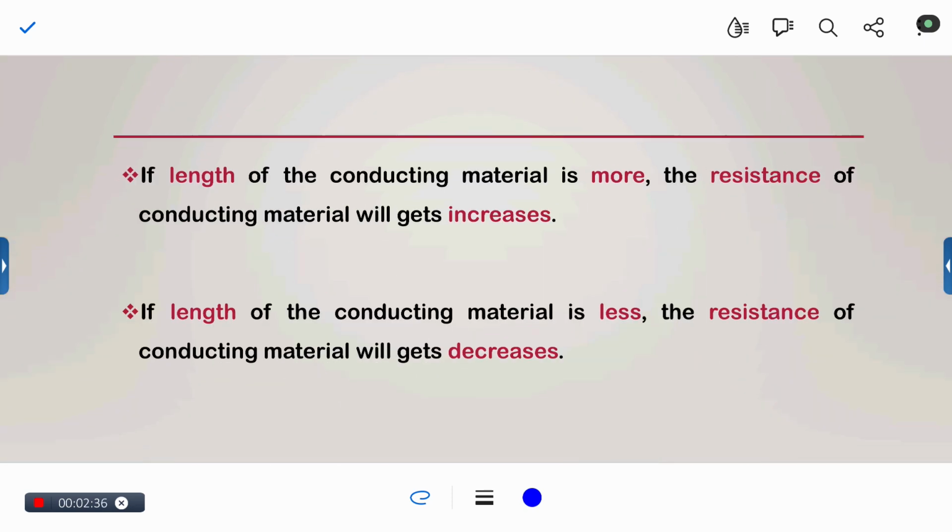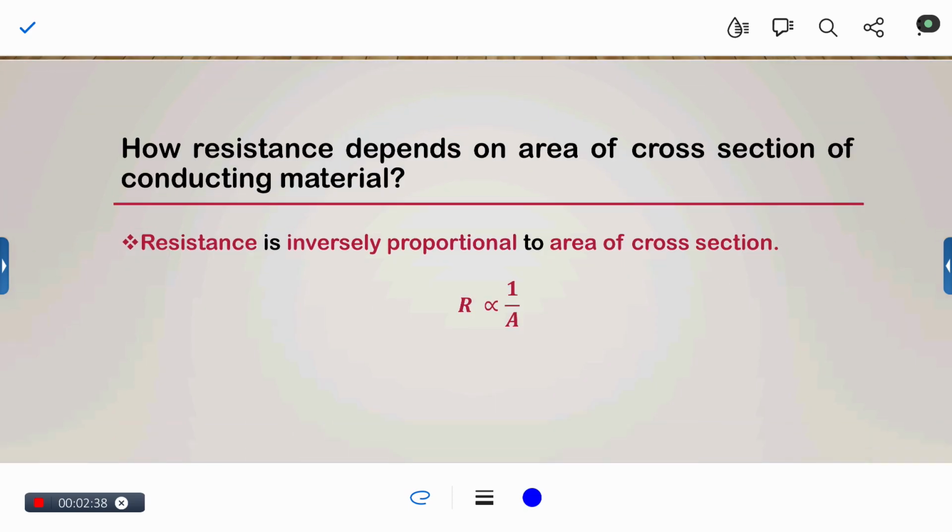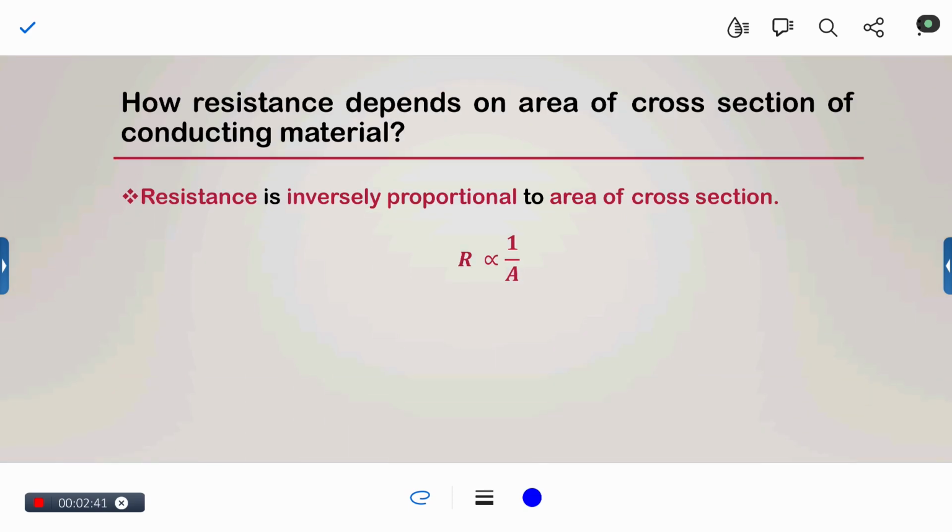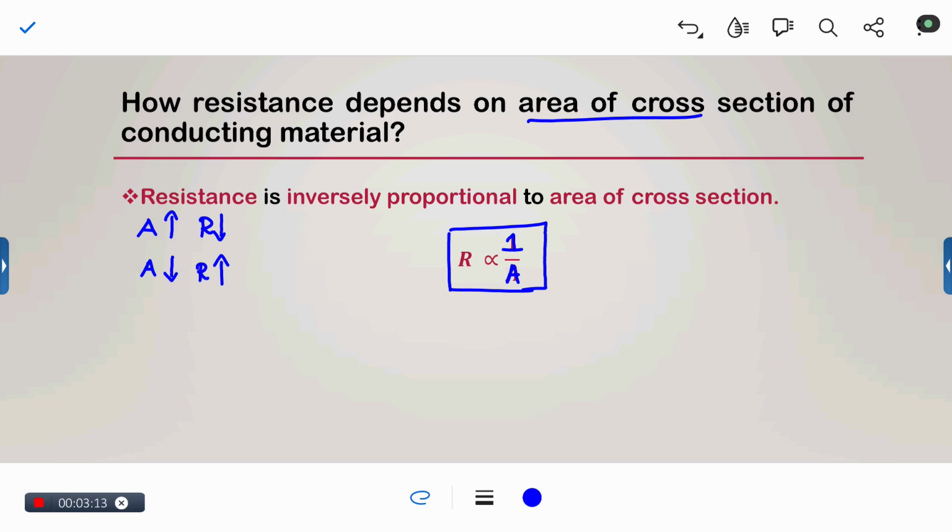Next. The reason is fully given over here. We go to the next. How it depends upon the area of cross section. Resistance is inversely proportional to the area of cross section. What does inversely proportional mean? If one quantity is getting increased, the other quantity will get decreased. Here what are the two quantities we are considering? Area and resistance. Or else if one quantity is getting decreased, the other quantity will get increased. That means if area is less, resistance will be high.